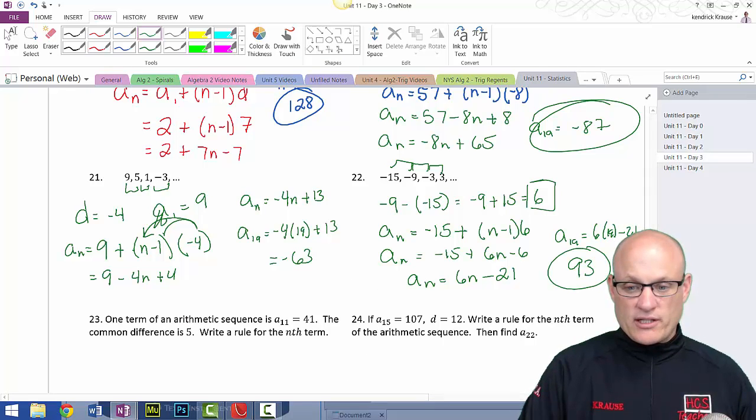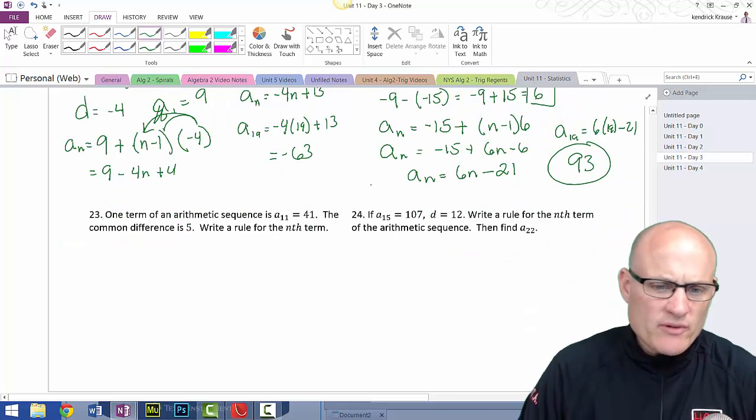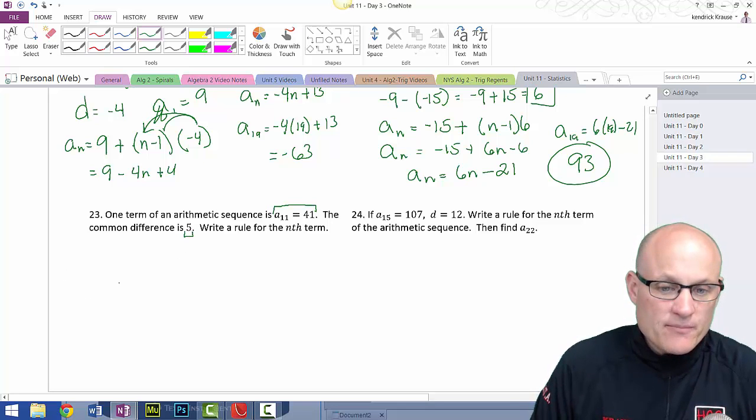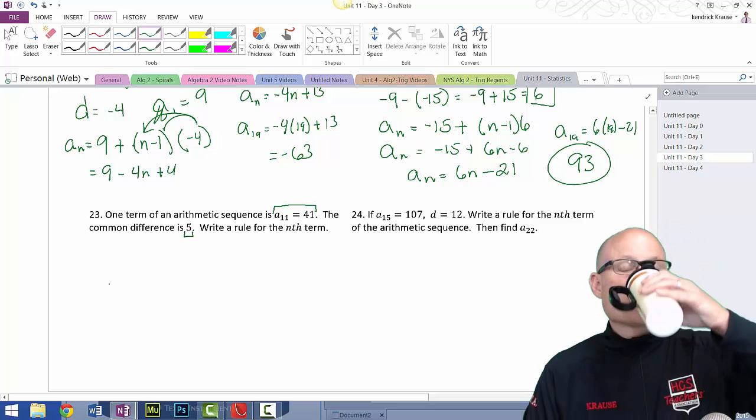All right, we're almost done, kids. 2 left. One term in an arithmetic sequence, a sub 11, is 41. The common difference is 5. Write the rule for the nth term. Let's see. How are we going to do this?